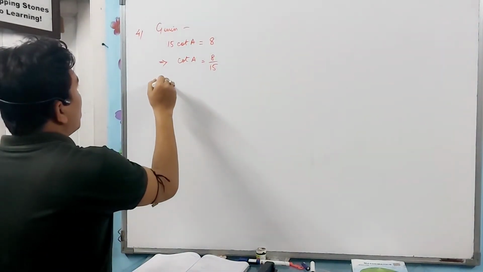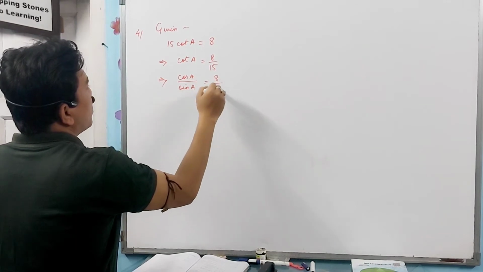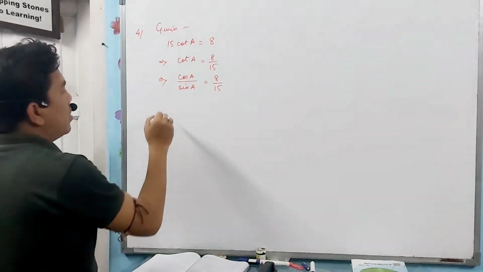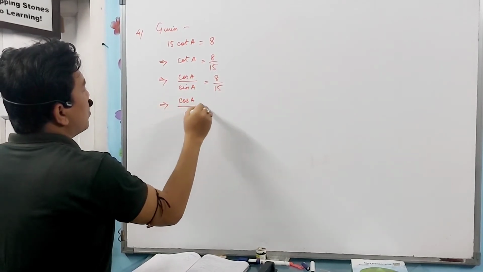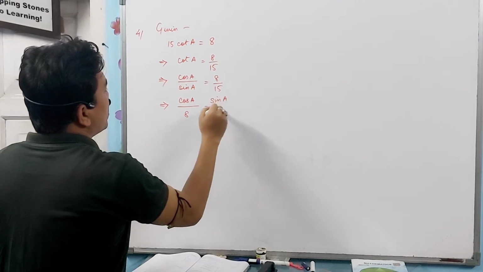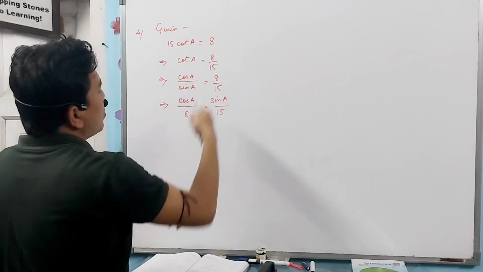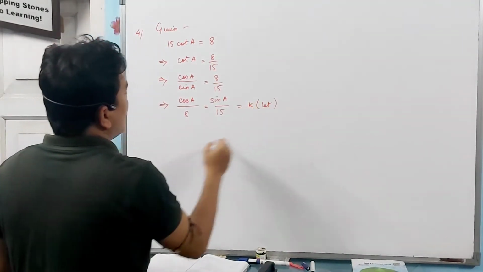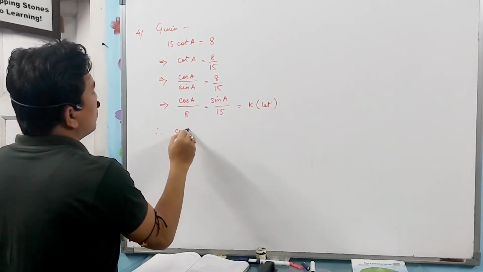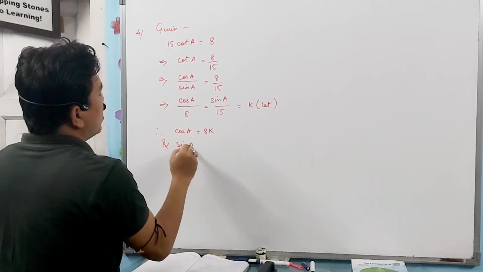Now cot A can be written as cos A by sin A equal to 8 by 15. Now we'll apply alternendo here. Cos A by 8 will be equal to sin A by 15. See, 8 was here, I brought it here. Sin A will be there. Very simple. We'll consider them as K. Then cos A will become 8K and sin A will become 15K.